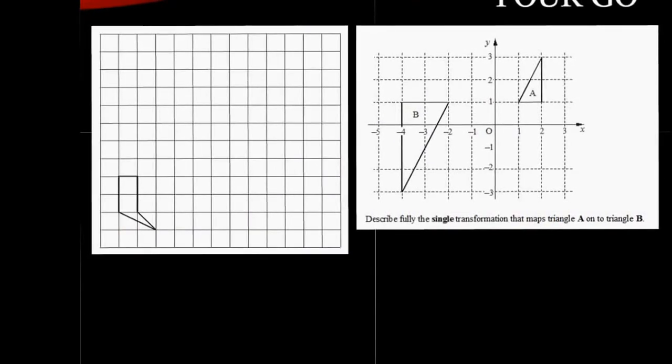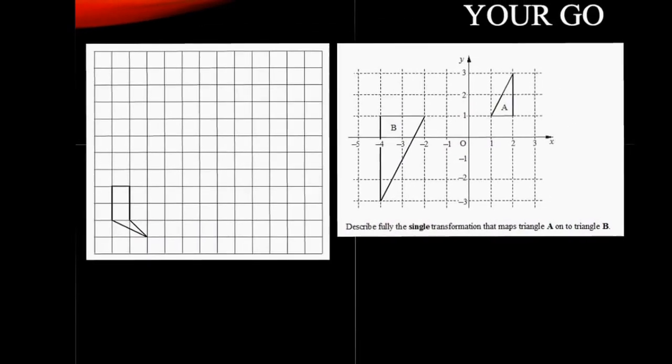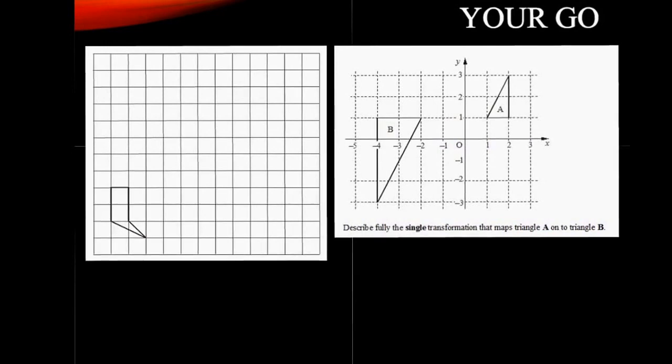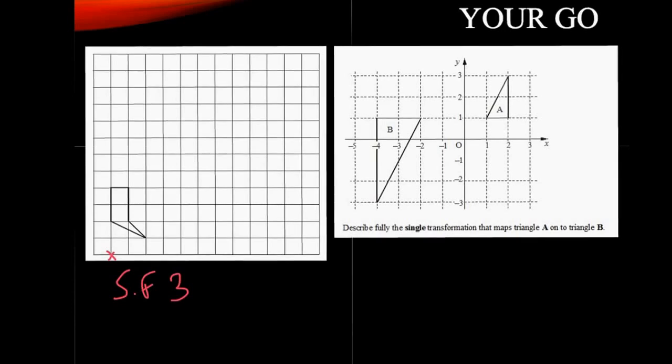In the question on the left hand side, what I would like you to do is an enlargement, with a scale factor of 3, and I want you to do it from this point here. So scale factor 3 from that point. On the question on the right hand side, it says describe fully the single transformation that maps triangle A onto triangle B. So I want you to see if you can work out what's happened and where it goes.